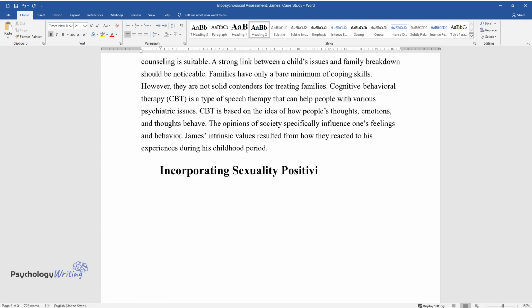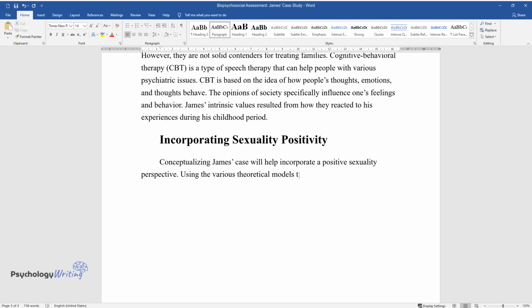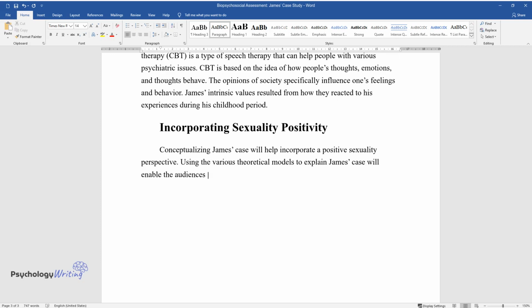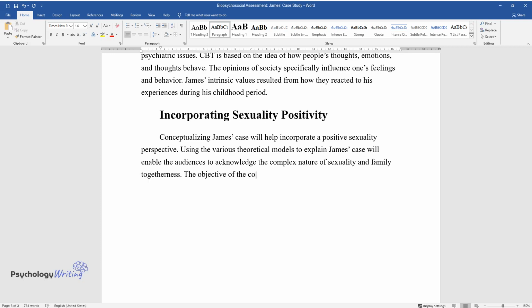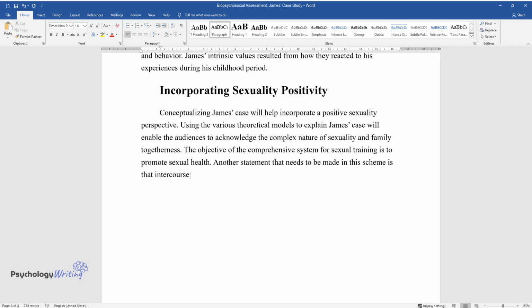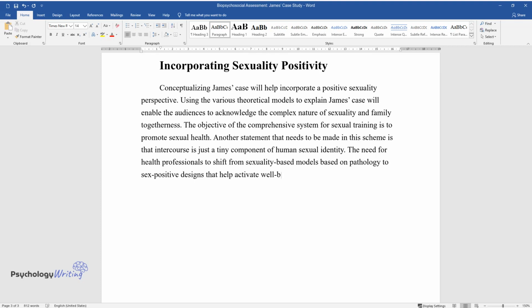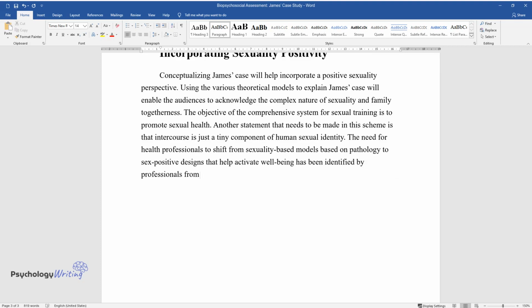Incorporating sexuality positivity. Conceptualizing James' case will help incorporate a positive sexuality perspective. Using the various theoretical models to explain James' case will enable audiences to acknowledge the complex nature of sexuality and family togetherness. The objective of the comprehensive system for sexual training is to promote sexual health. Another statement that needs to be made in this scheme is that intercourse is just a tiny component of human sexual identity. The need for health professionals to shift from sexuality-based models based on pathology to sex-positive designs that help activate well-being has been identified by professionals from numerous perspectives.